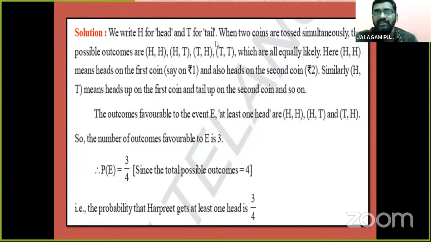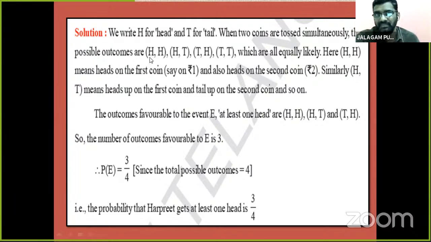H for head and T for tail. When 2 coins are tossed simultaneously, what is the number of possible outcomes? If 1 coin is tossed, there are 2 possible outcomes: H, T. Here 2 coins are there. How many possible outcomes are there?